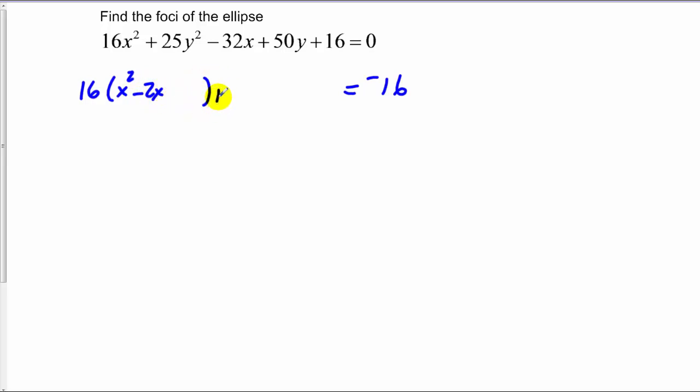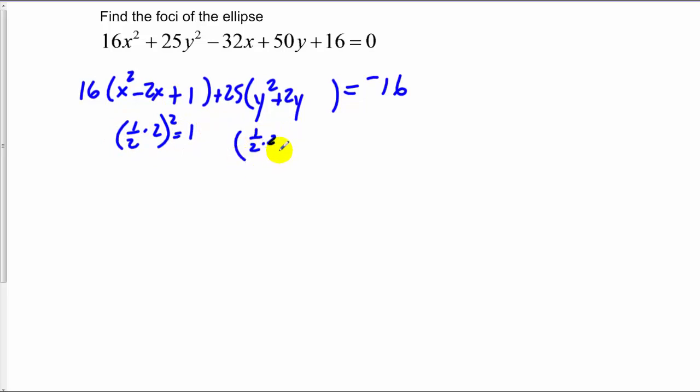And then likewise pull out a 25 for the y terms, so that's y squared plus 2y. Complete the square on the negative 2, and I get half of 2 squared is equal to 1, and once again half of 2 squared is equal to 1 here.